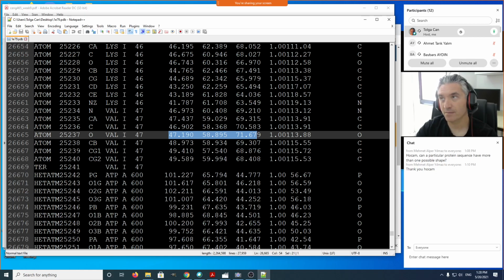There is the approach of threading, which I call the Cinderella method, which tries to thread a sequence onto a known shape to see whether that sequence fits the shape physically. We are going to talk about threading. There is also ab initio modeling, which tries to use chemical formulas and physical associations between individual atoms, and tries to solve the structure using no previous information about other known structures. So these are the three methods that we're going to see. And also, I'm going to talk about the structure comparison problem.